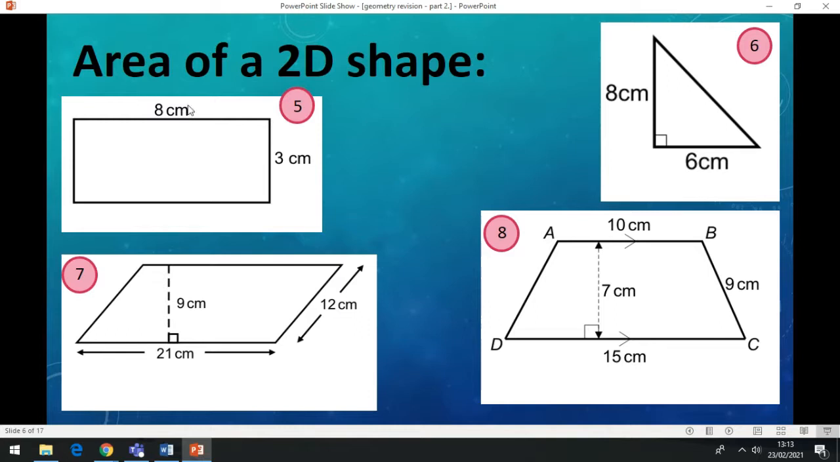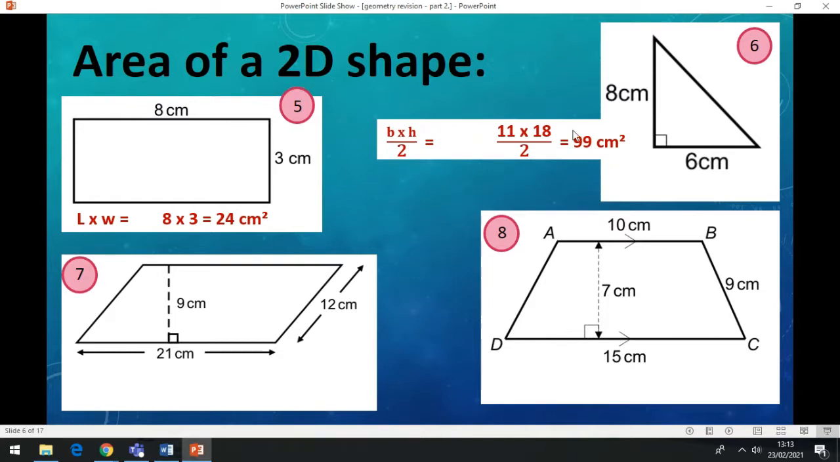Right, so question 5, area of a rectangle, length times width, 8 times 3, which is 24 centimetres squared. Remember, for area we use the measurement centimetres squared. The triangle, I've actually written this answer wrong, so please listen to my answer and don't look at the answer. I've put in the wrong numbers, I'm sorry. So base times height divided by 2, so this would be 6 multiplied by 8, which would give us 48, divided by 2, which would give us 24. So your answer here should be 24 centimetres squared.